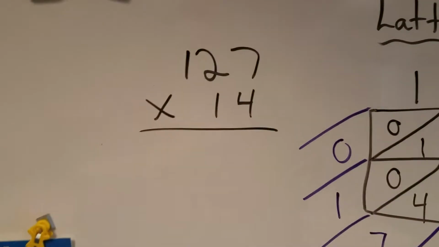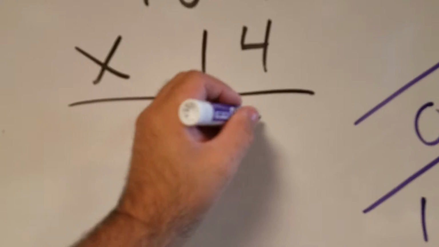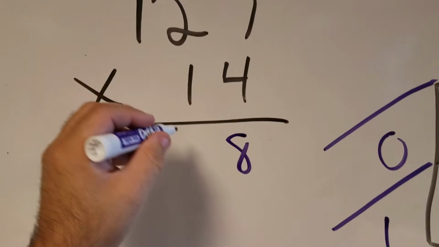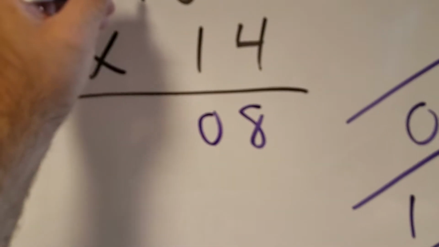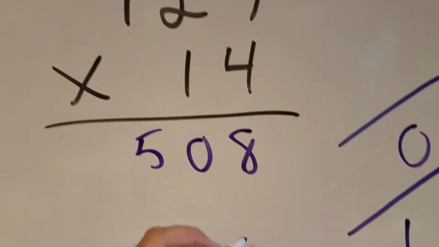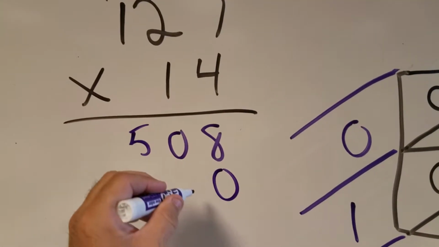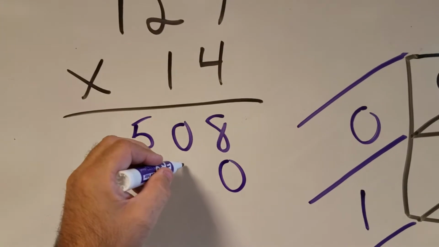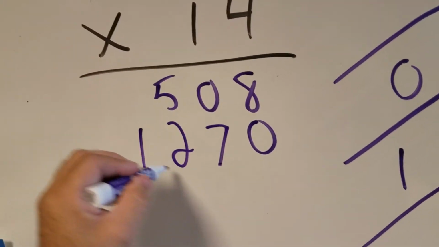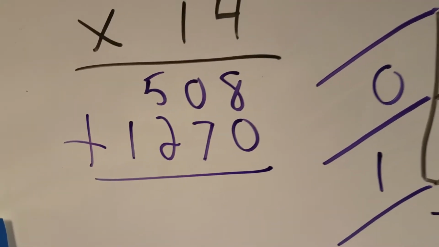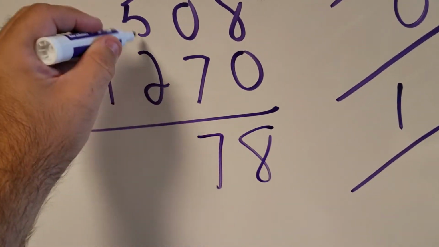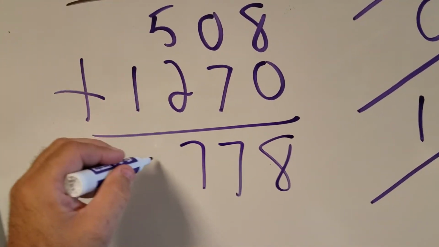And just to check, I'm going to go ahead and do the standard algorithm. 7 times 4 is 28. 4 times 2 is 8. Plus 2 is 10. 4 times 1 is 4. Plus 1 is 5. Put in my placeholder. Now I do the 10. 7 times 1 is 7. 2 times 1 is 2. 1 times 1 is 1. I'm going to go ahead and add those up. 8 plus 0 is 8. 0 plus 7 is 7. 5 plus 2 is 7. 1 plus nothing is 1.